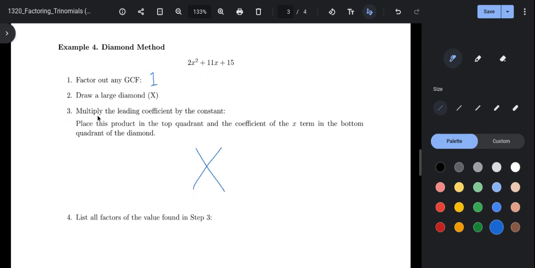So in the next step, it says we're going to multiply the leading coefficient by the constant. You'll notice that this process seems already very similar to what we did in the box method, multiplying our leading coefficient, in this case 2 times 15, and we get 30. Now it says to place this product in the top quadrant of our diamond. And the coefficient of the x term is going to be what goes in the bottom part of our diamond. So that's going to be positive 11.